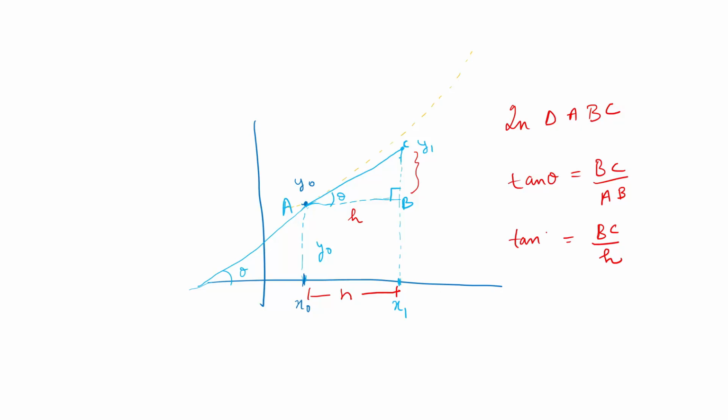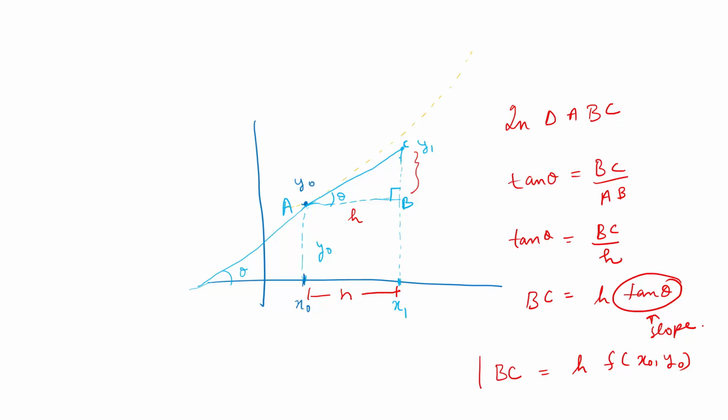So I can write this, and you can see that BC is h into tan theta. Now what is this tan theta? This is nothing but the slope at point A, that is at point x naught. So I can replace it by f of x naught, y naught, because this is nothing but the slope at point A, which is given by this. So you can see that BC is this much.